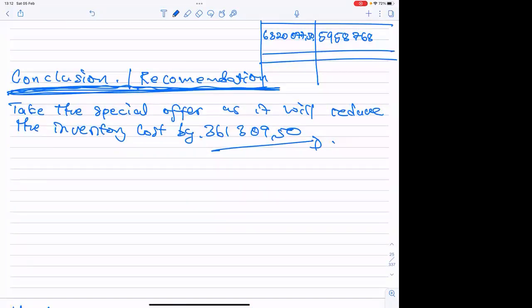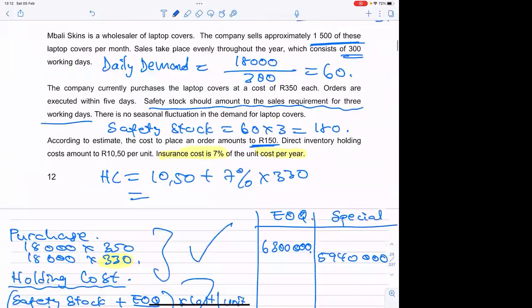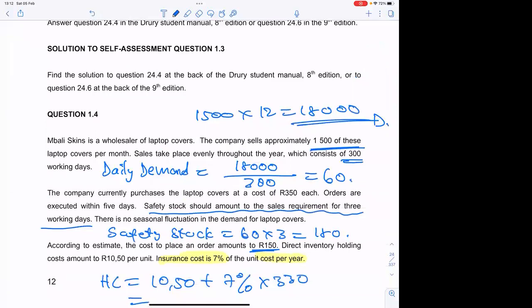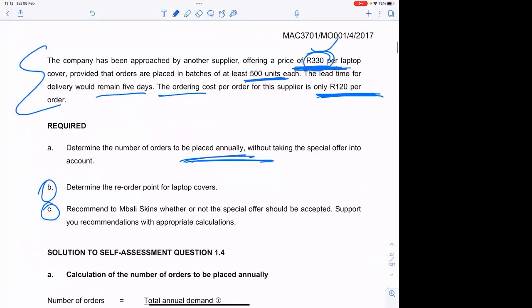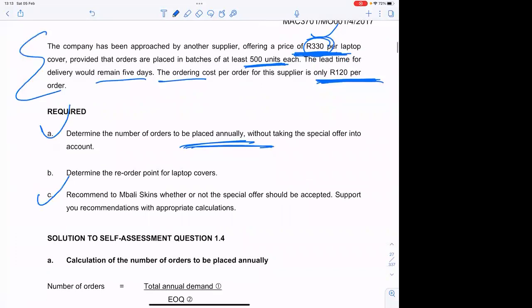Are we together? Okay, thanks. All right, then we come to the last part. So A, we are done. A is done. And the C. Now the last one is to determine the reorder point. That's the last thing.